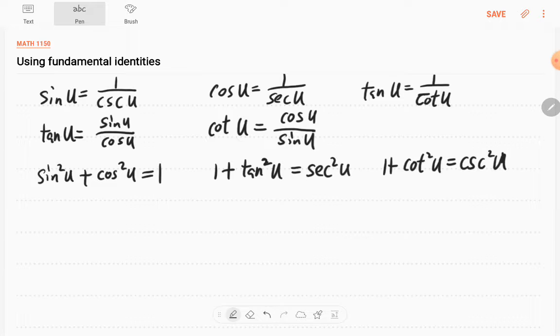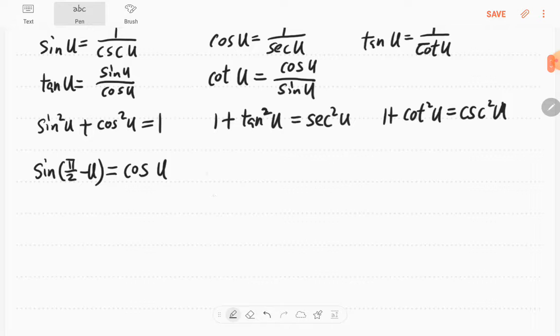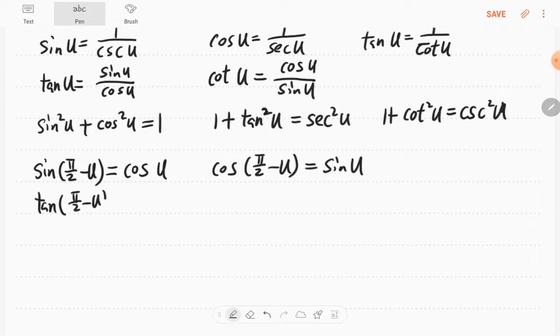And we also have the cofunction identities. Sine of pi over 2 minus u equals the cofunction, which is cosine of u. And cosine of pi over 2 minus u is equal to sine u. And tangent of pi over 2 minus u is equal to cotangent of u.